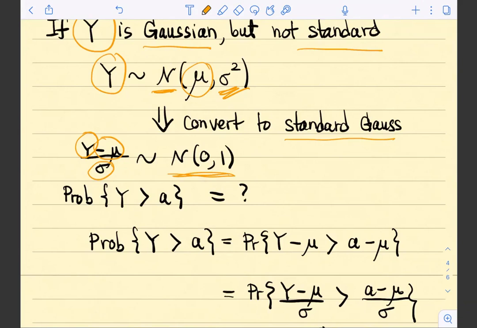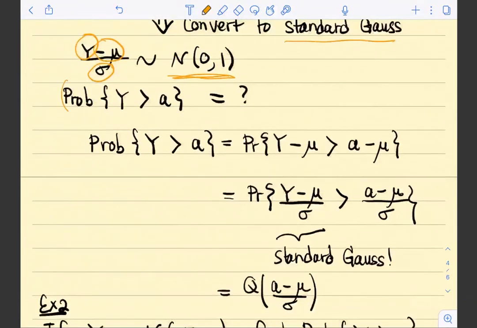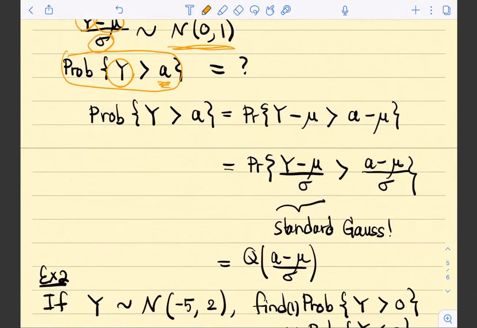Now we can use the table of the Q functions, because that's only associated with a standard Gaussian. For example, what if we want to find the probability that some Gaussian random variable Y is bigger than A? Again, Y is a non-standard Gaussian. So how do we do this? We want to go back to the same table. Use the same table.